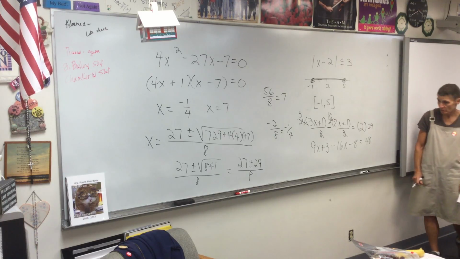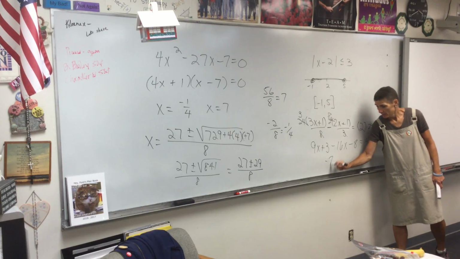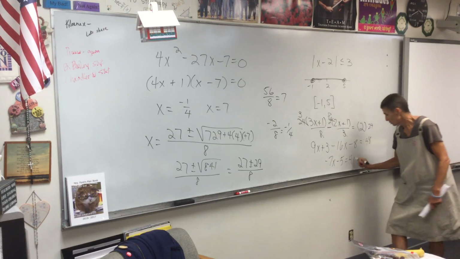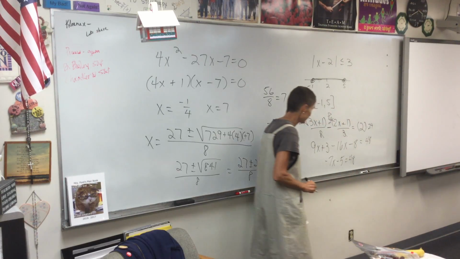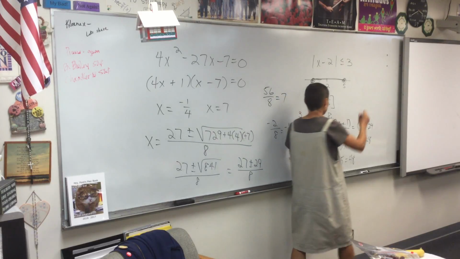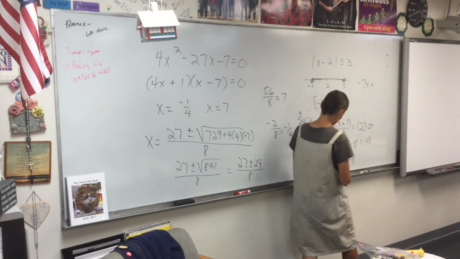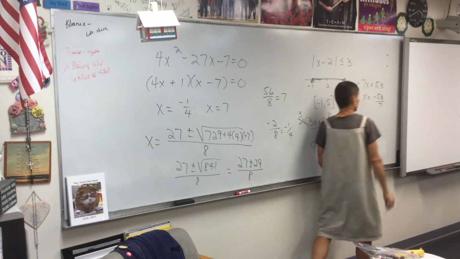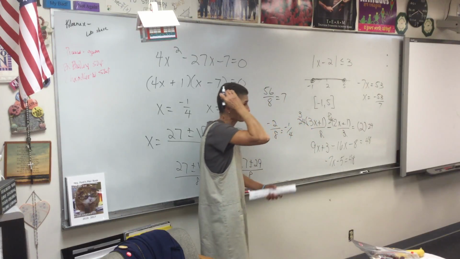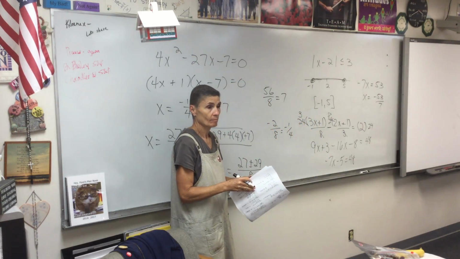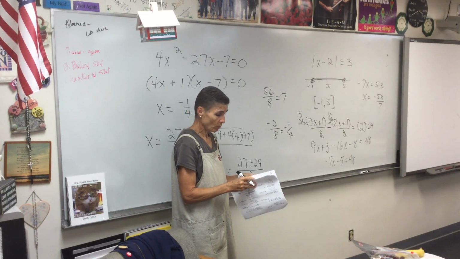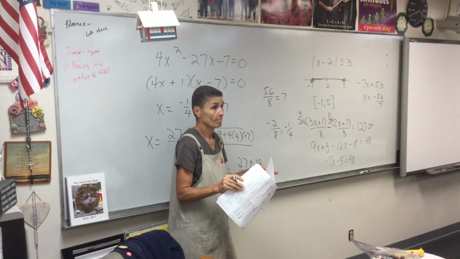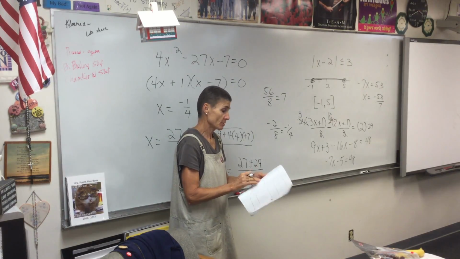So, how many x's do I have? Negative 7x minus 5 equals 48. So negative 7x equals 53, and x equals negative 53 sevenths. Any question about that page? All right, let's look at the next page.